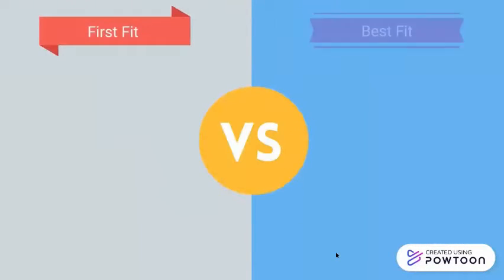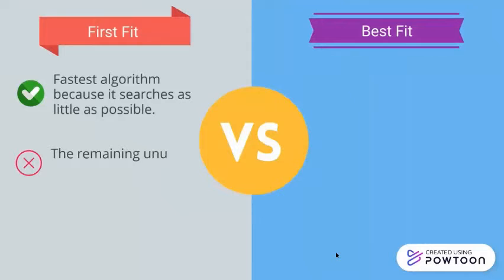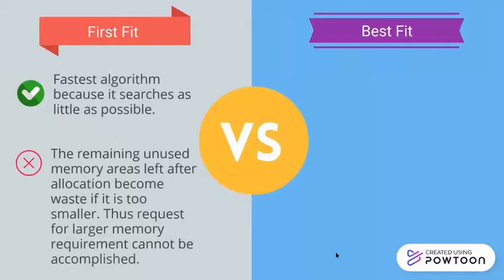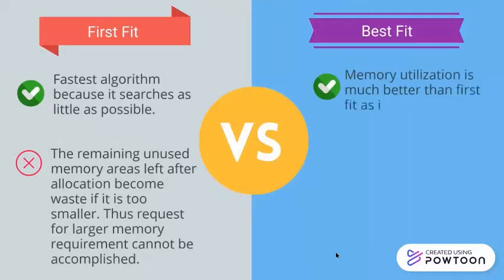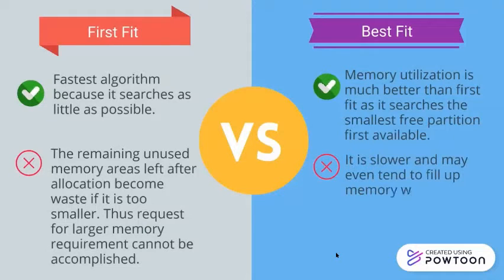There are some differences between First Fit and Best Fit. First Fit is the fastest algorithm because it searches as little as possible. But the remaining unused memory areas left after allocation become waste if they are too small. Thus, requests for larger memory requirements cannot be accomplished. However, the memory utilization of Best Fit is much better than First Fit as it searches for the smallest free partition first available. But Best Fit is slower and may even tend to fill up memory with tiny useless holes.